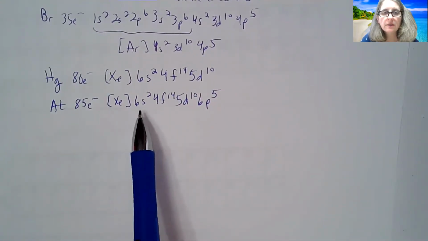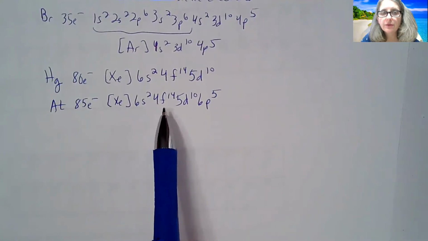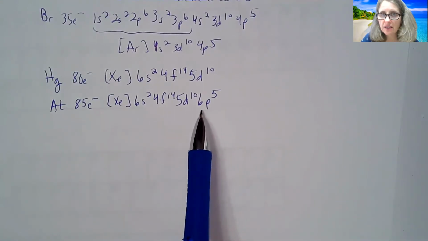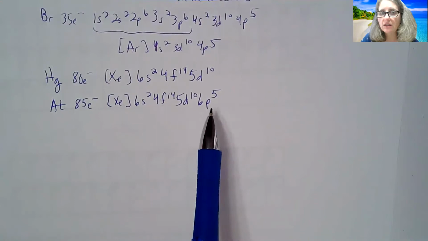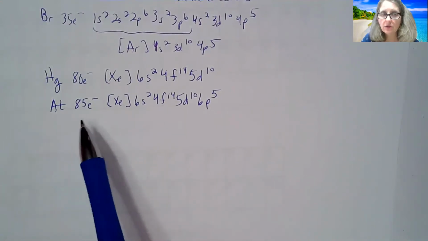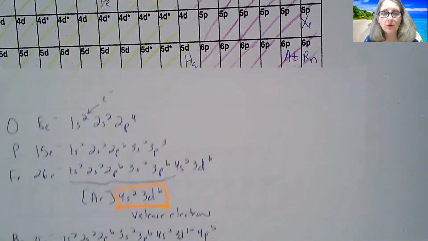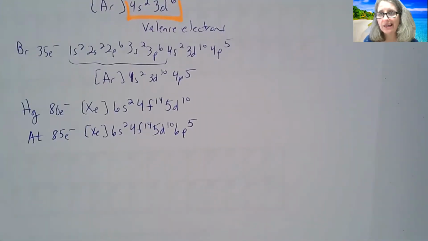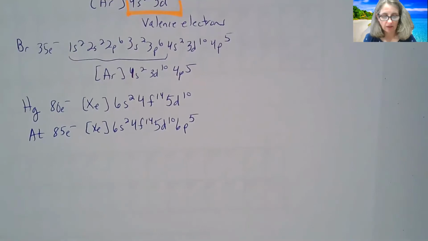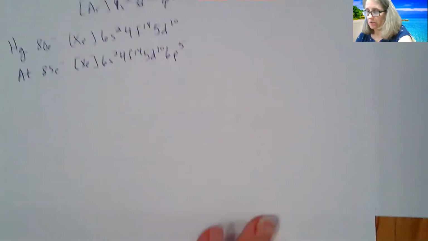So this is astatine: 6s2, 4f14, 5d10, and then 6p5. So after the 5d, it goes back to the p block. And so if you could do any of these in these last 2 rows, you could do electron configurations in any circumstance. All right, so moving on to things that have charges.